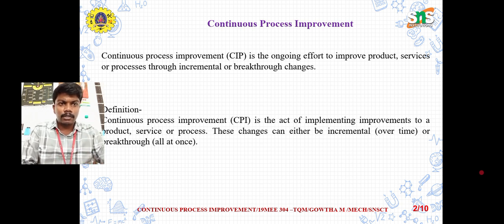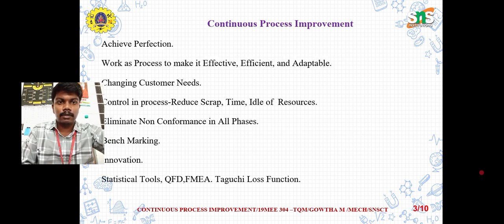CIP is the ongoing effort to improve the product, process and service through incremental and breakthrough changes. The definition of continuous improvement is nothing but the active implementation of improvements to a product, service and process. Then we should change it incrementally over time, breakthrough times and effectiveness. So here are the topics of continuous improvement we need to focus on.